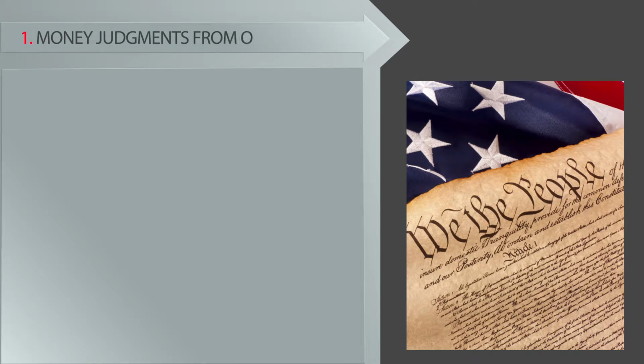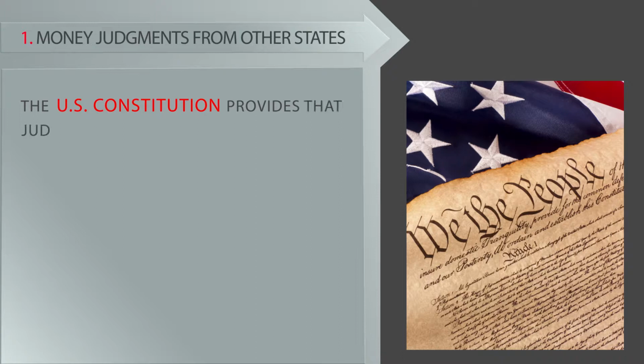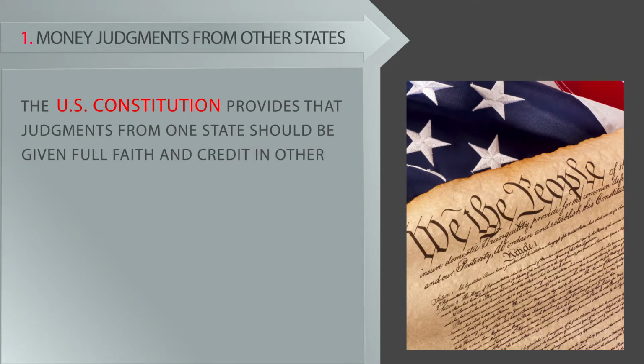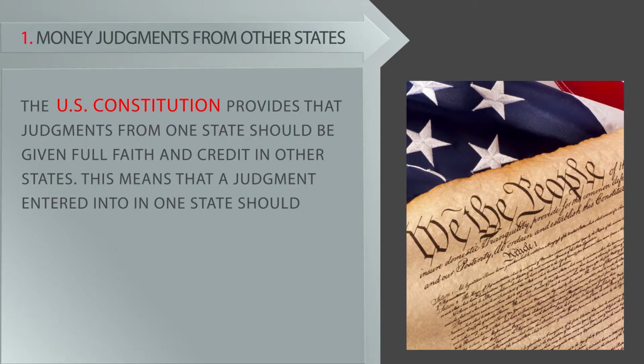Number 1. Money judgments from other states. The U.S. Constitution provides that judgments from one state should be given full faith and credit in other states. This means that a judgment entered into in one state should essentially have effect nationwide.